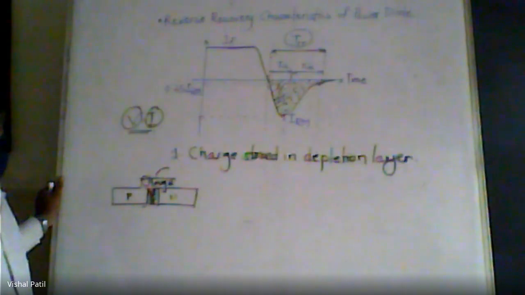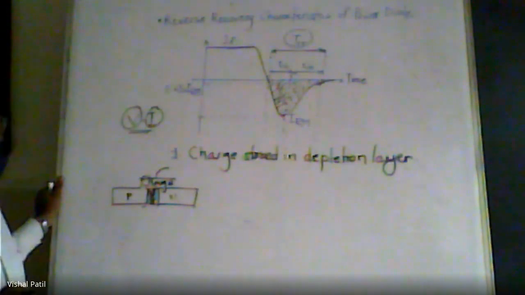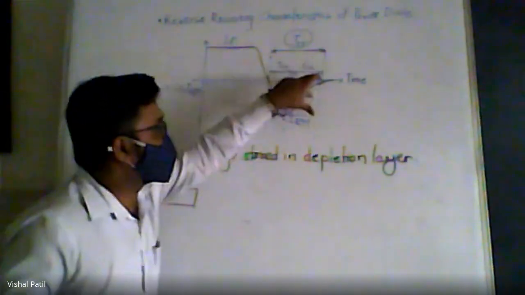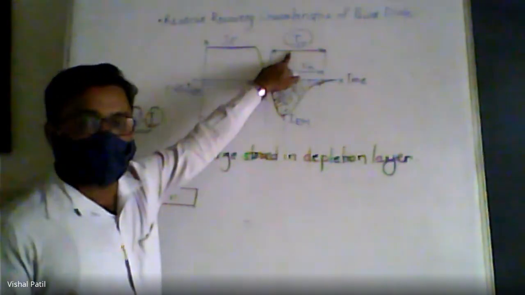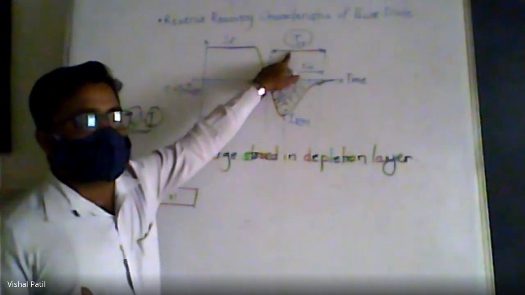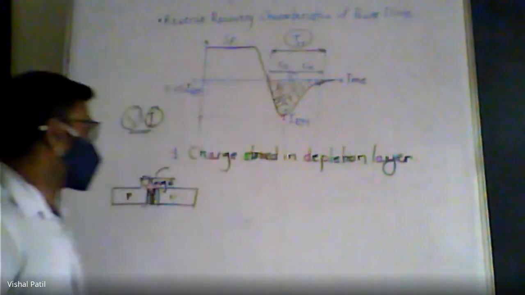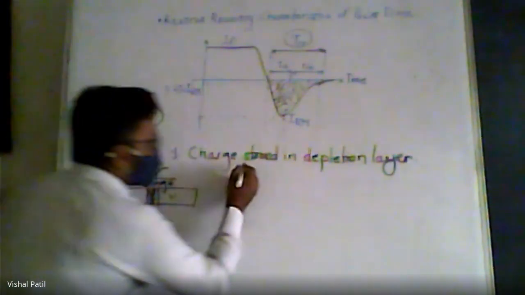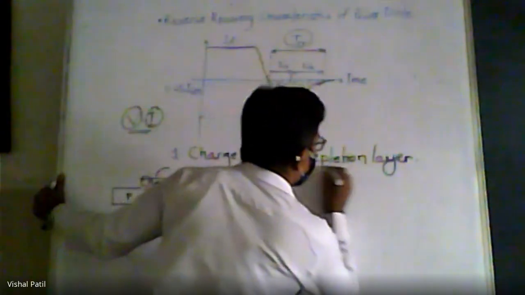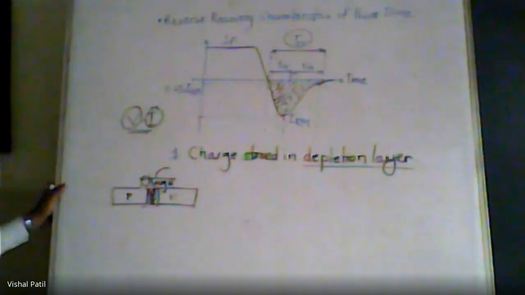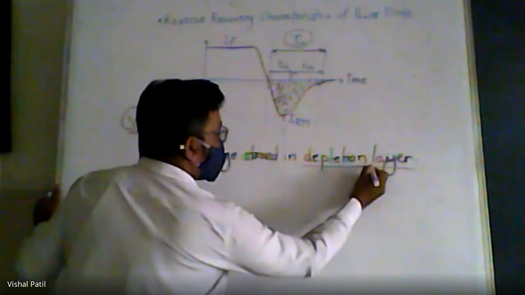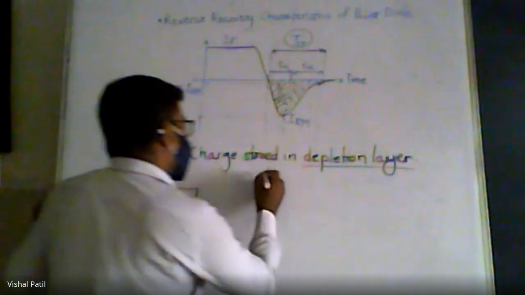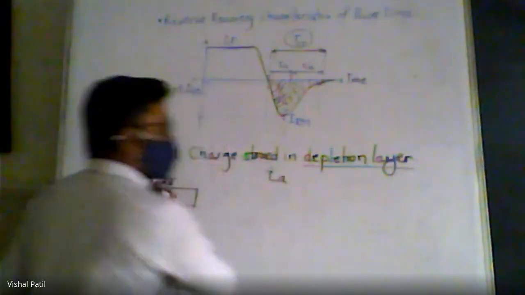So that natural behavior of recombining with each other and recovering the charge is happening in this part during TRR, which we are calling the reverse recovery time, in which the charge is recovered. In the first step, the charge is recovered from the depletion layer. This process of recovering the charge from the depletion layer requires a time component called TA.